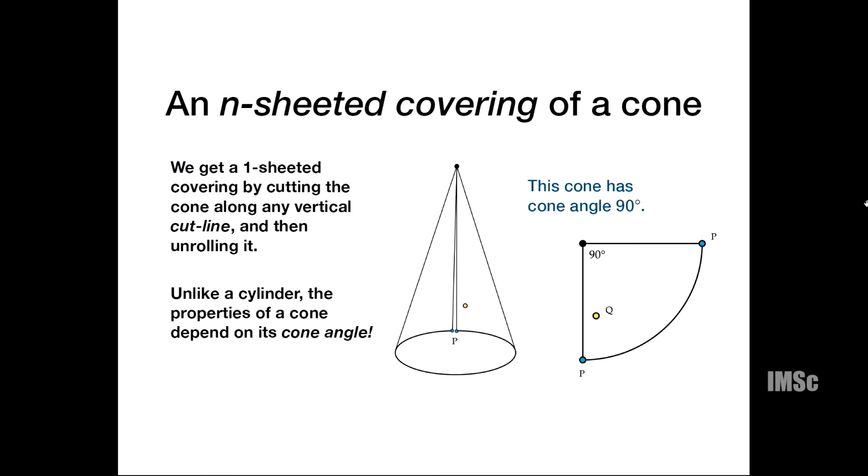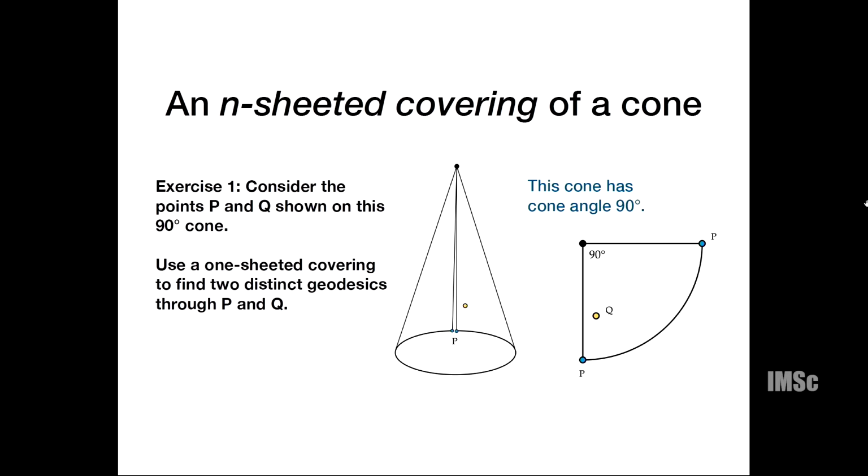And like I said, unlike the cylinder, the properties of the cone are going to depend quite dramatically on the cone angle. We're going to see that with different cone angles, we might actually get very different behavior of geodesics on the cone. So this is an example of a 90-degree cone. We have a point P and a point Q, and when we open it out, we actually have 2 copies of P. As a simple experiment first, if we consider points P and Q like this, and this is a one-sheeted covering of a 90-degree cone, how many distinct geodesics can we see between P and Q based on our one-sheeted covering?